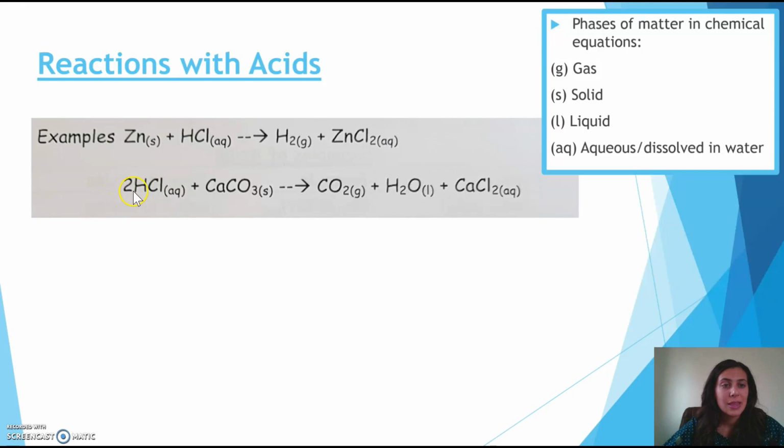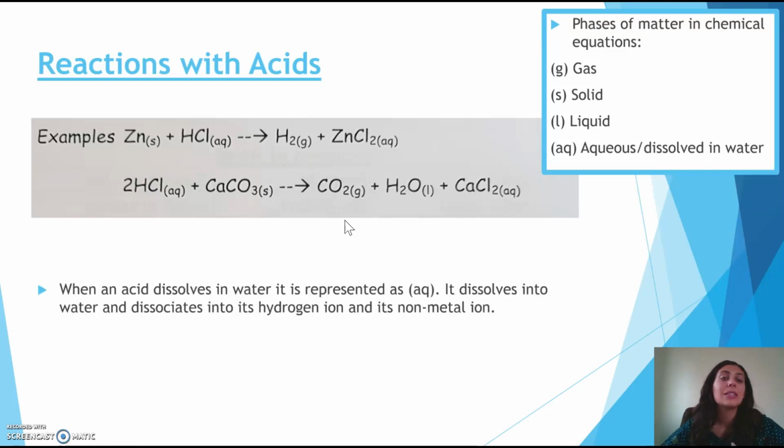And then we have this reaction combining hydrochloric acid with calcium carbonate, solid, and it produces carbon dioxide gas, water, liquid, and calcium chloride salt in aqueous. So that means there could be some calcium chloride salt particles dissolved in the water, and then carbon dioxide gas is being given off. So those are some examples.